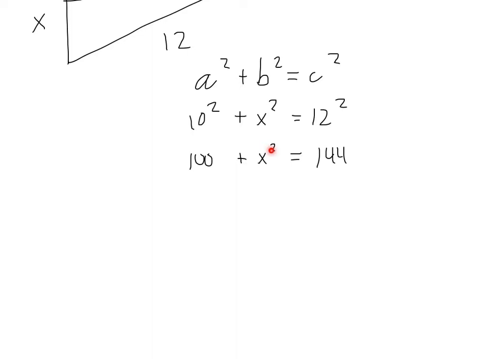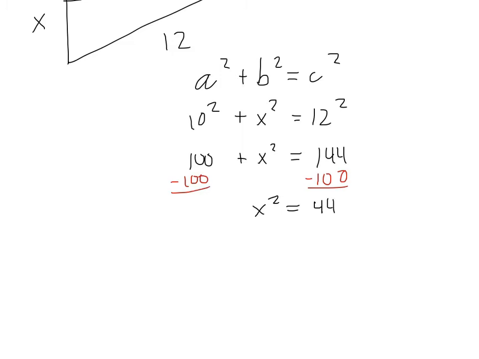I know I have an exponent here, and I have to subtract this 100. And instead of doing the exponents first, like I would in order of operations, I'm going to do the subtraction of 100 first. So 100 minus 100 is 0. I'm just left with a positive x squared, and that equals 144 minus 100, which gets you 44.